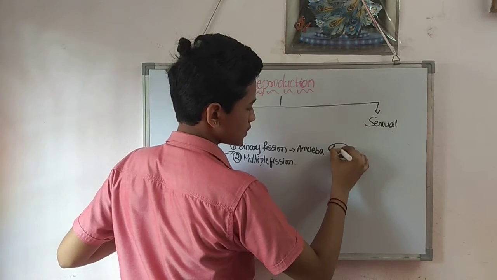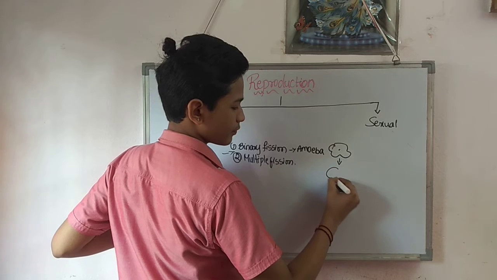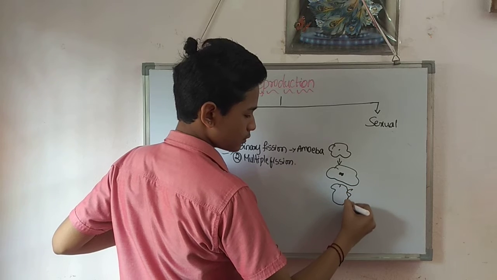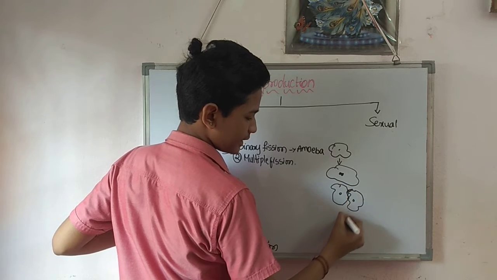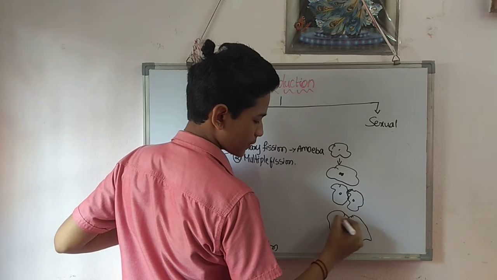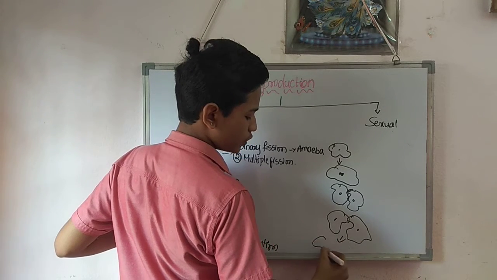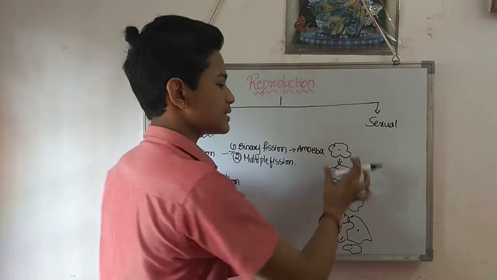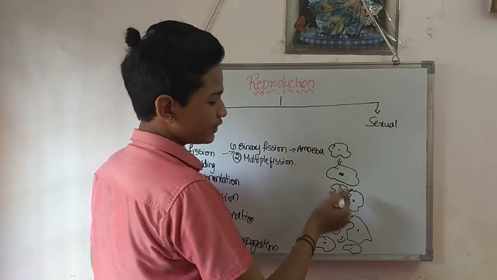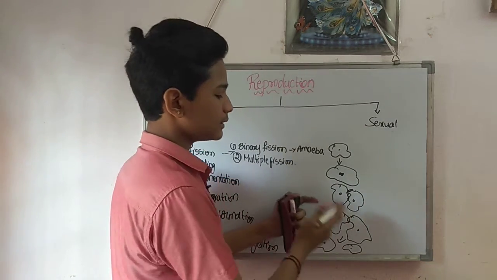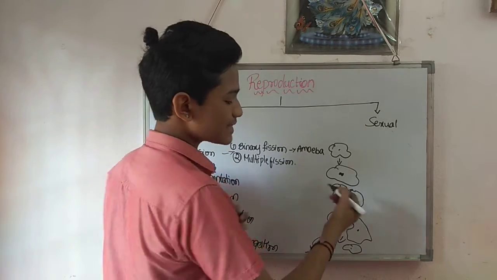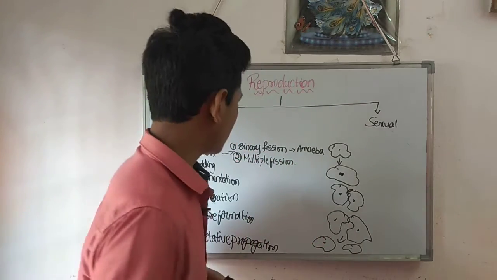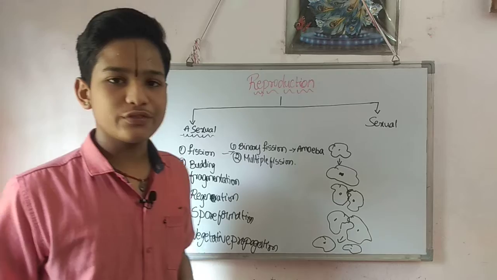Amoeba looks like this. First, the nucleus will divide into two. After that they divide like this, and it splits into two daughter cells. Okay, first the parent organism is like this. Then the nucleus will divide. Then the cell starts dividing. Then the cytoplasm will divide. Then it divides into two daughter cells. Okay, the example for binary fission is amoeba.